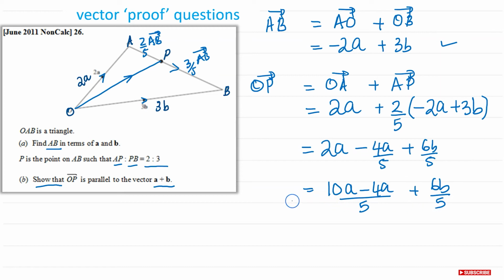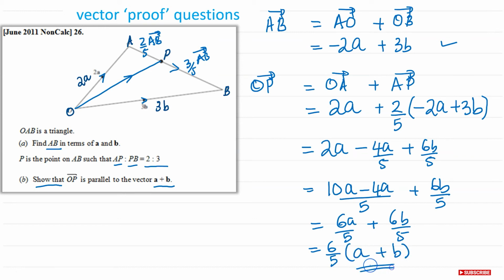Now, if you're not sure about how to do fractions, guys, I advise you to go and revise that, because that is all I've done here. So 10A take away 4A is going to be 6A over 5, and then I'll have my plus 6B over 5. So if I factorize here, I can have the 6 outside, so 6 over 5, and then A plus B. So now you can clearly see that OP is a multiple of A plus B.